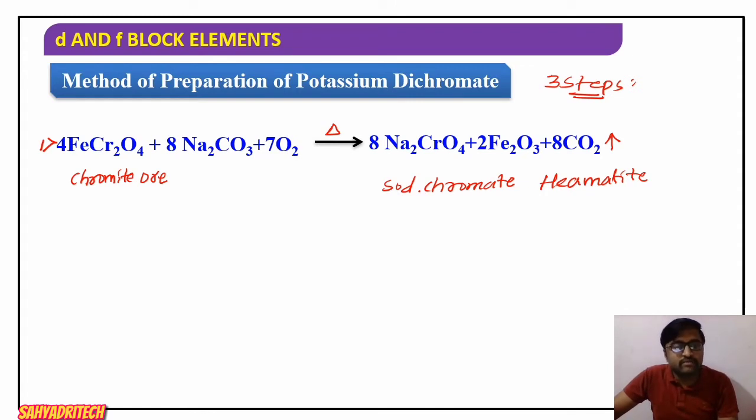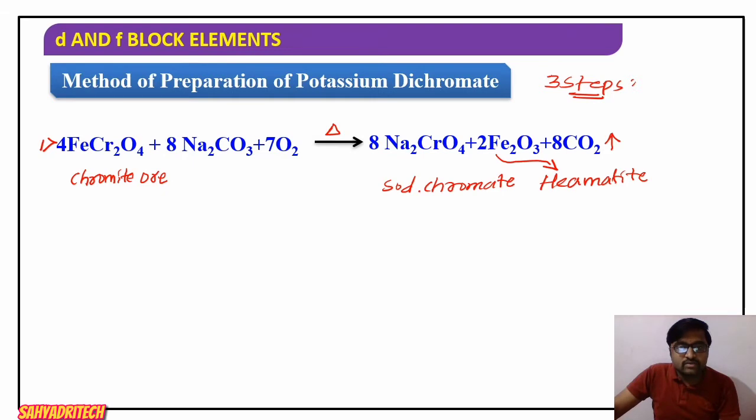over a mixture of finely divided chromite ore with sodium carbonate, what happens? The chromite ore reacts with the sodium carbonate and gives rise to sodium chromate. And what are the side products? Hematite, Fe2O3, an iron oxide, is formed, and carbon dioxide is formed. So these are the products.